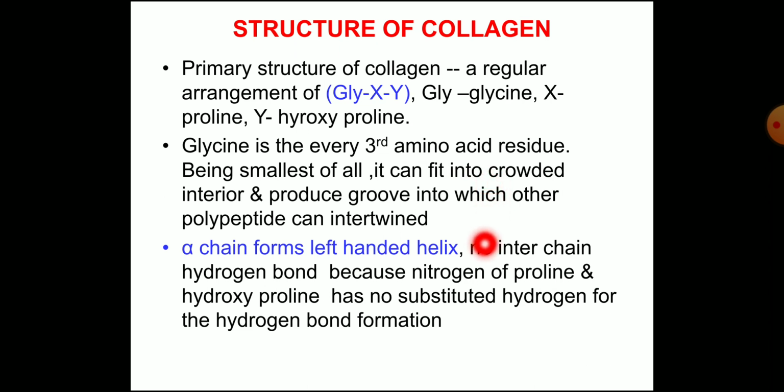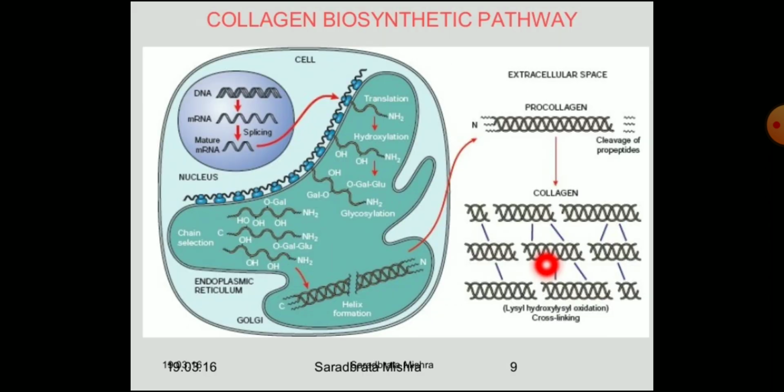Then what is the alpha chain? The alpha chain forms a left-handed helix, with no interchain hydrogen bonds, because the nitrogen of the proline and hydroxyproline has no substituted hydrogen for hydrogen bond formation. So that is why there is no hydrogen bond in the alpha chain.